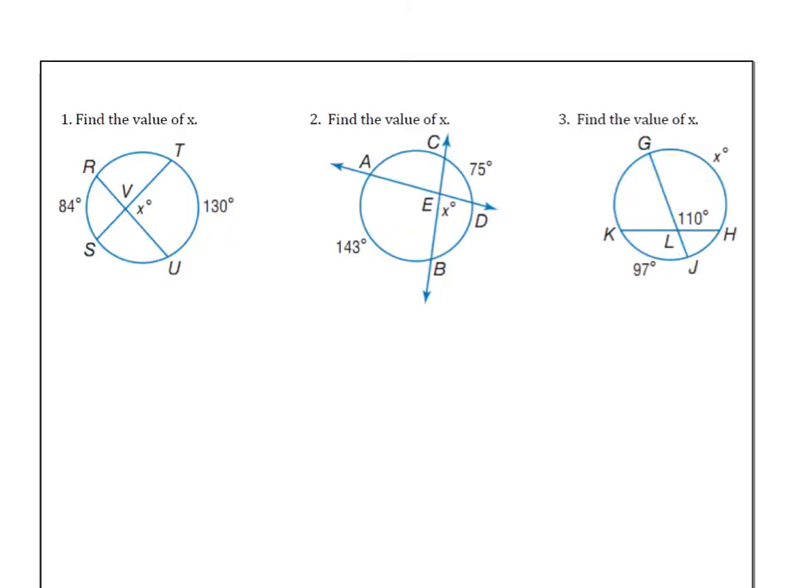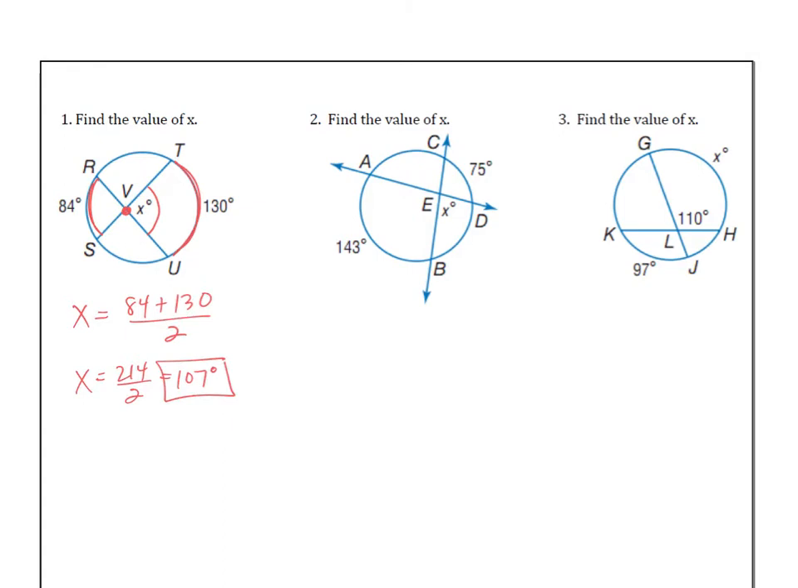Here's an example. Number 1, we want to find the value of x. You can see this point V is not the center of the circle. So to figure out how big this angle is, it is not just 130. We have to add the arcs. So to get x, we're going to add 84 plus 130 and divide by 2. We add this intercepted arc and this intercepted arc and divide by 2. According to my calculations, we get 214 divided by 2, which is 107 degrees. So that is the measure of the angle.